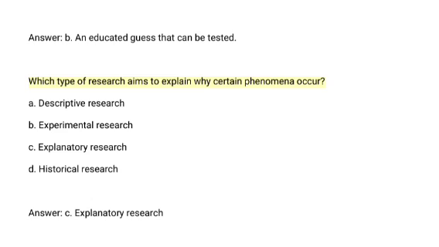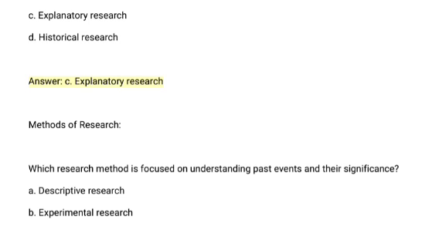Which type of research aims to explain why certain phenomena occur? A. Descriptive research. B. Experimental research. C. Explanatory research. D. Historical research. Answer: C. Explanatory research.